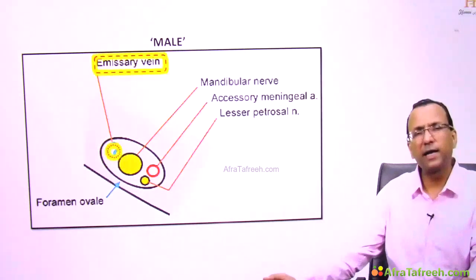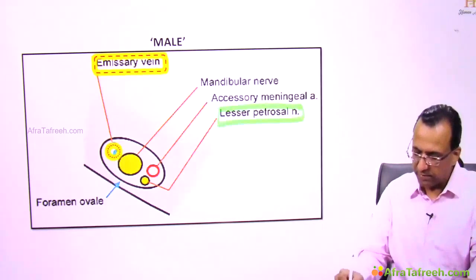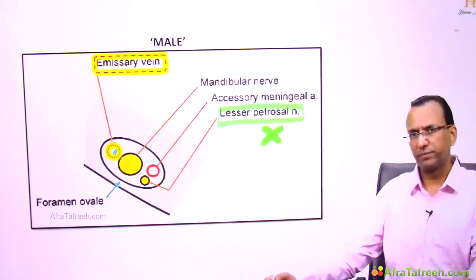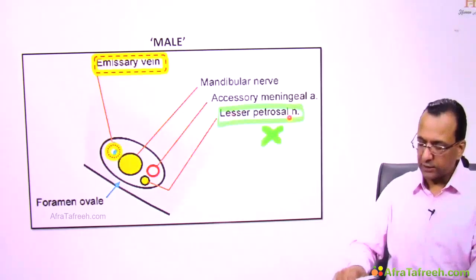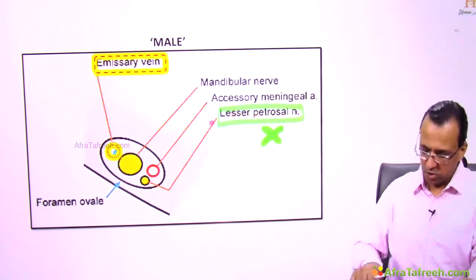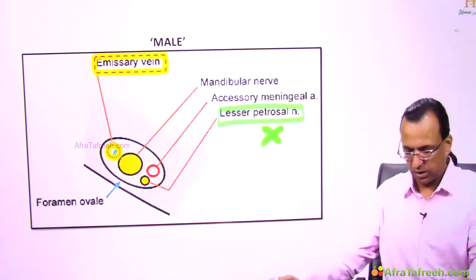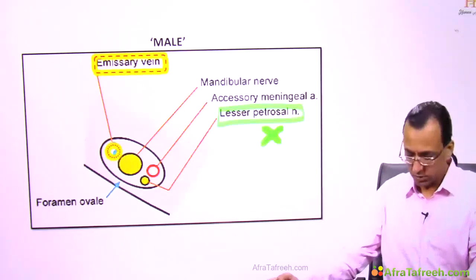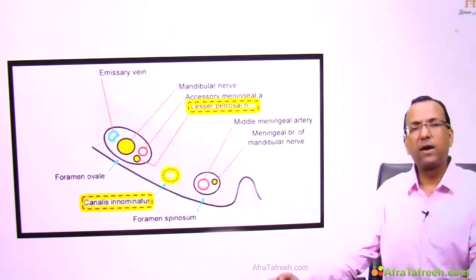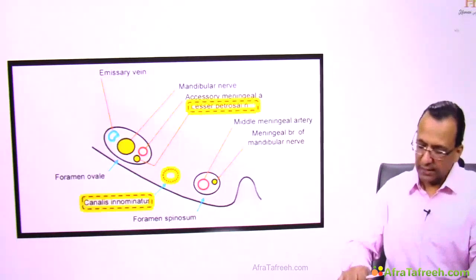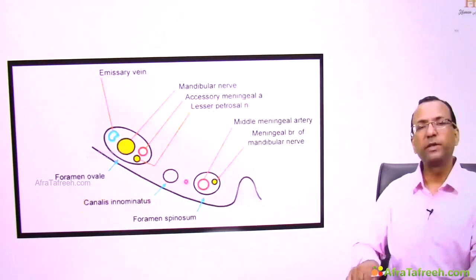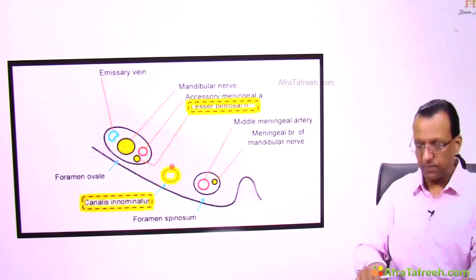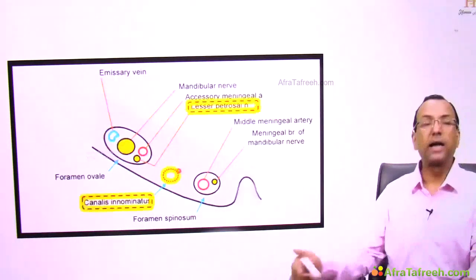But remember, one of the DNB questions: in some populations, the lesser petrosal nerve may be missing from the foramen ovale. Then where is it found? It is found in the canaliculus innominatus in some percent of the population. At that time it will be missing from the foramen ovale and will be found in the canaliculus innominatus.